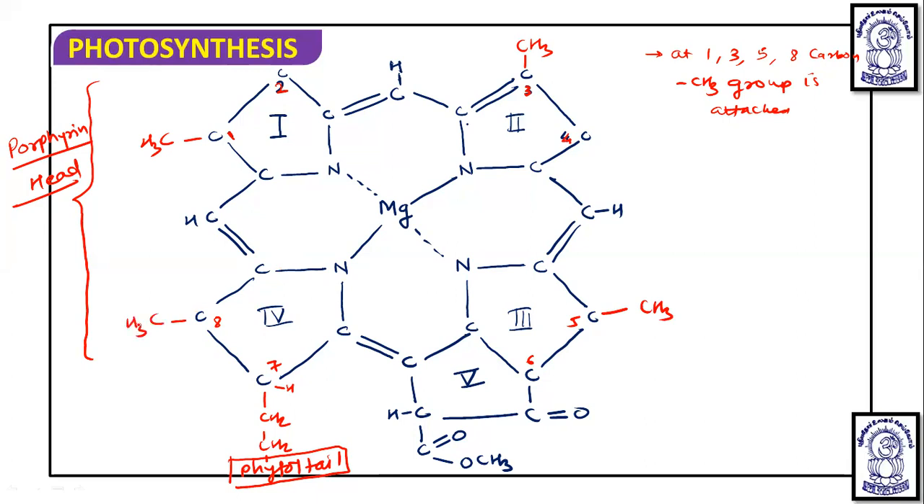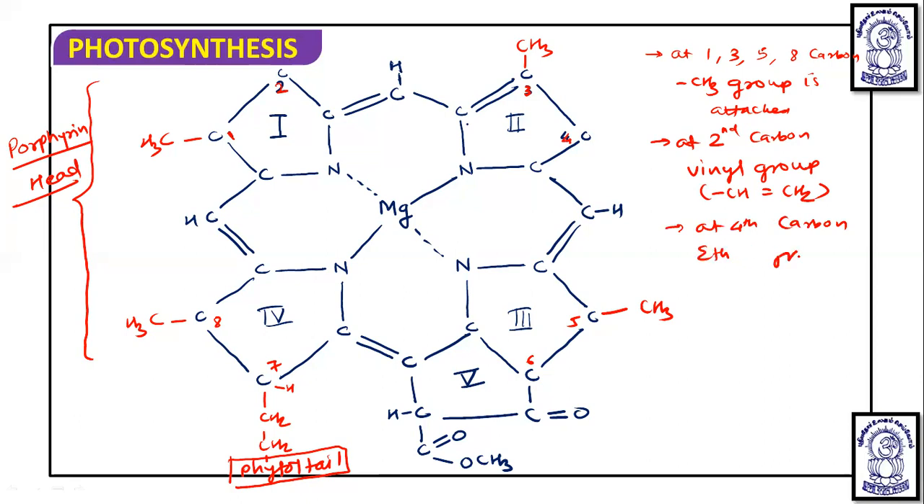Apart from this, the vinyl group is at the second carbon. At the second carbon, the vinyl group, that is CH double bond CH2, is attached, while at the fourth carbon, the ethyl group, that is CH2 CH3, is attached.